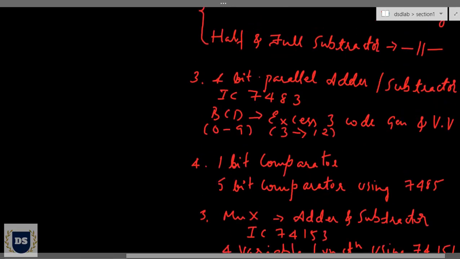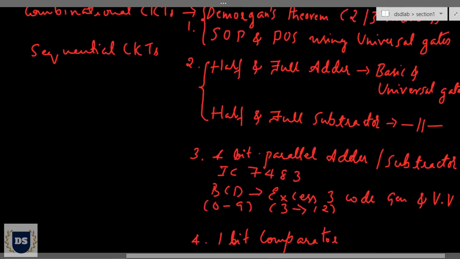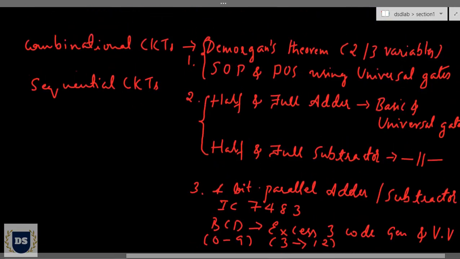On the whole, experiments starting from 1 to 6 can be grouped under combinational circuits, because combinational circuits are the circuits whose present output depends only on present inputs and will not depend on previous inputs in any case, and hence the name combinational circuits. But if the circuit's output depends upon both present inputs as well as previous inputs, we can group it under the category sequential circuits. So experiments starting from 7 to 12 can be grouped under this category.